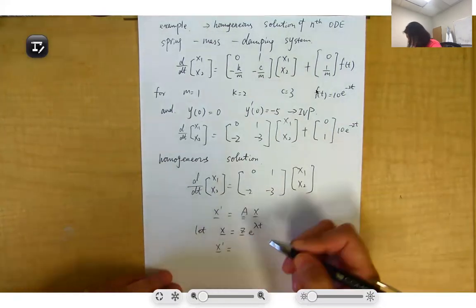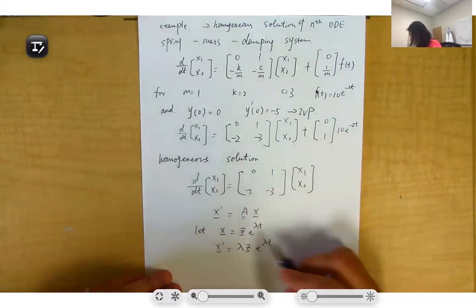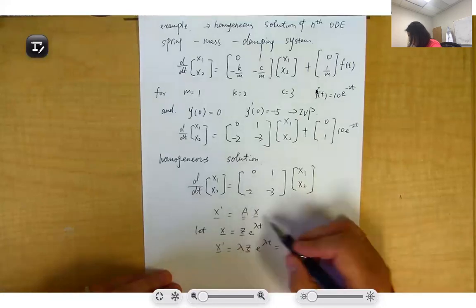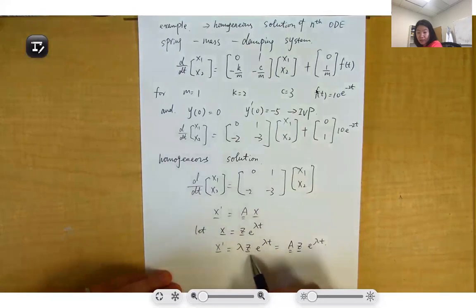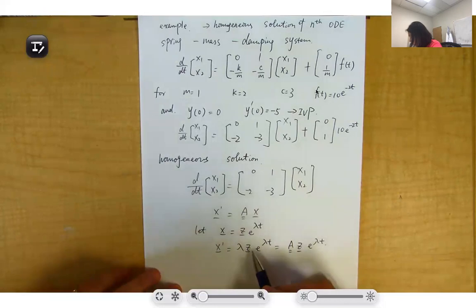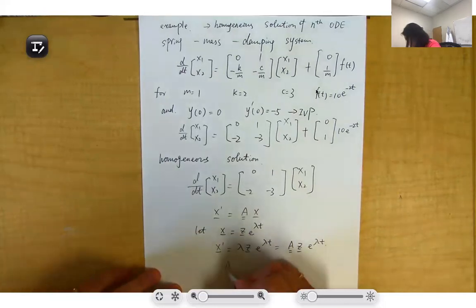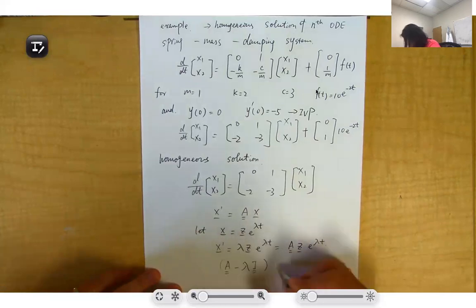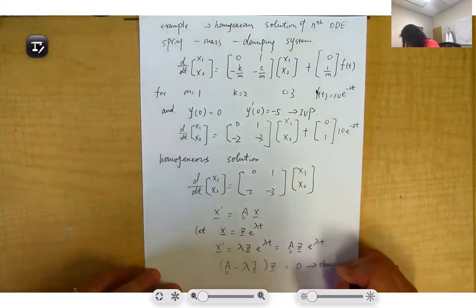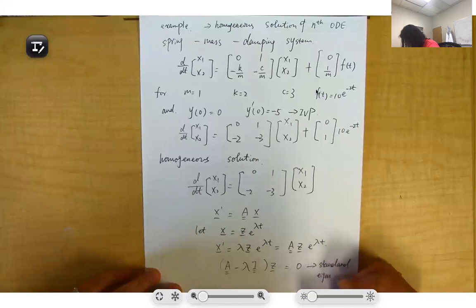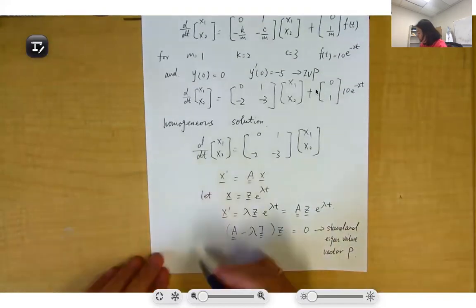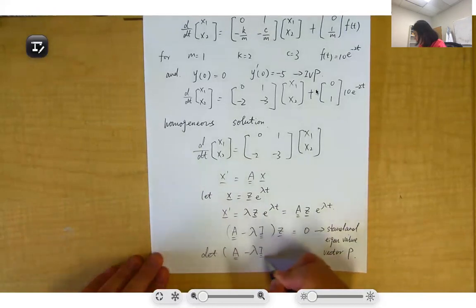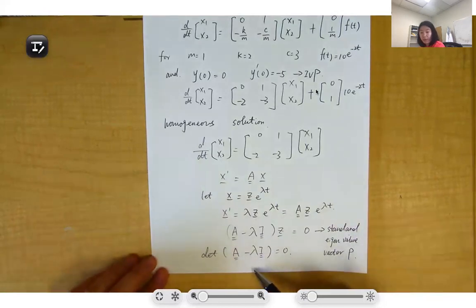So x prime equals lambda z e to the lambda t, right, based on this format. And it also equals A times x, which is A z e to the lambda t. So Az equals lambda z, that is a standard eigenvalue eigenvector problem. In order to solve for z, you need to solve the determinant of (A minus lambda I) times z equals 0. So this is the standard eigenvalue eigenvector problem. You solve the determinant of A minus lambda I equals 0, and solve for the roots of this polynomial. Then you can get the final solutions.